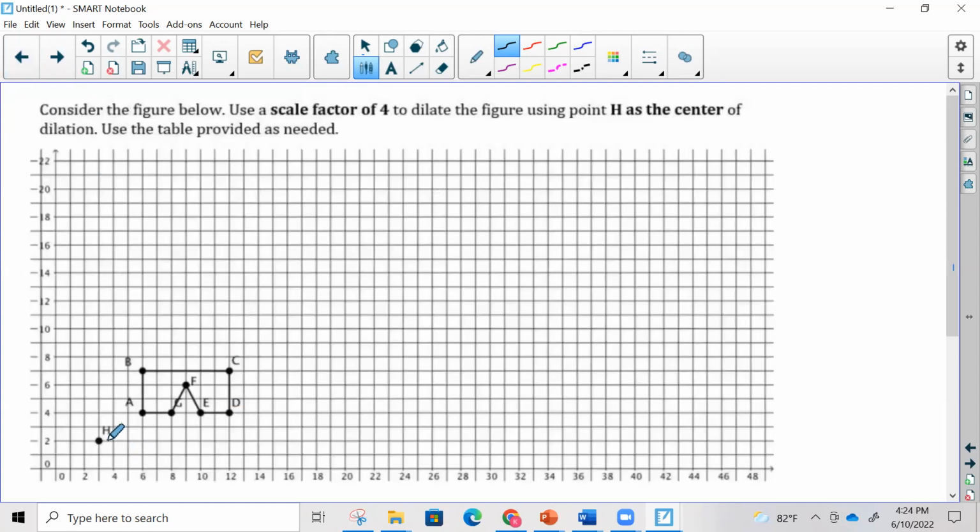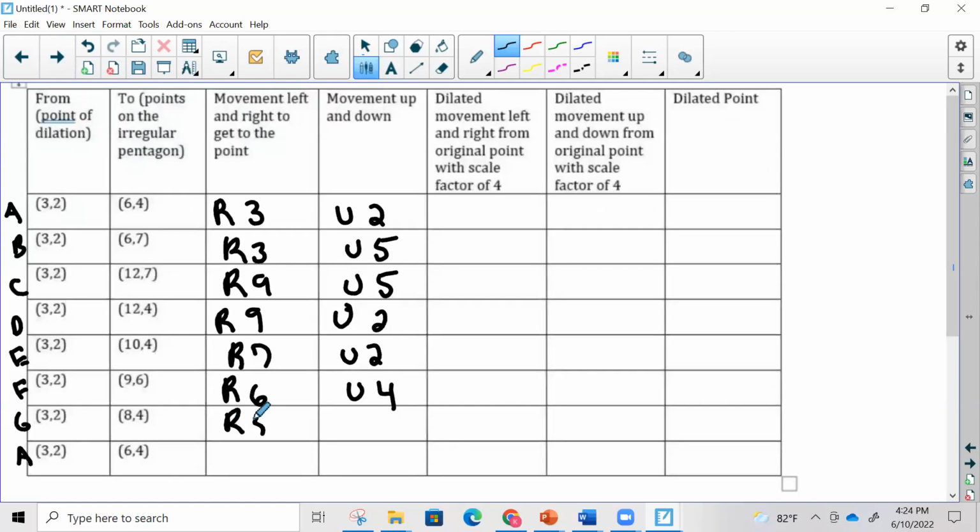Okay, and then G is my last one. It's 1, 2, 3, 4, 5. So right 5, and then up 1, 2. Okay, and then this is just A again, so it's the same as that first one, right 3, up 2. It's just because it connects back to it. You don't really need that last row, it would be fine without it.